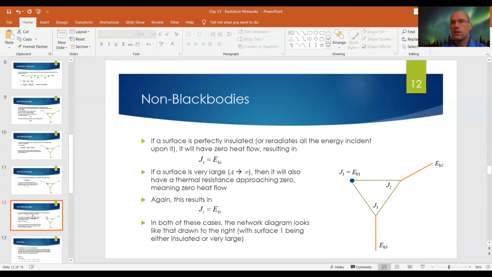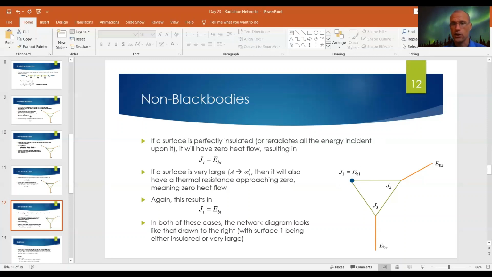One way that these networks become easier is if an object is insulated. If an object's perfectly insulated, or if it's perfectly reflective, that also works. It's going to re-radiate all the energy incident upon it, so nothing gets absorbed in those cases. Everything basically gets reflected. That gives us 0 heat flow. So I have 0 heat flow up this line, so I basically just take it out. And once I take that out, the J there equals the EB there.